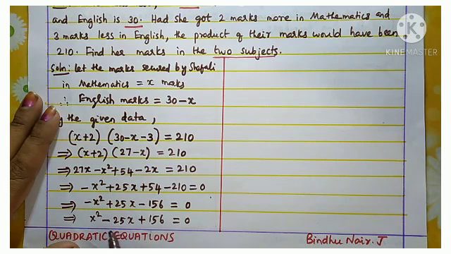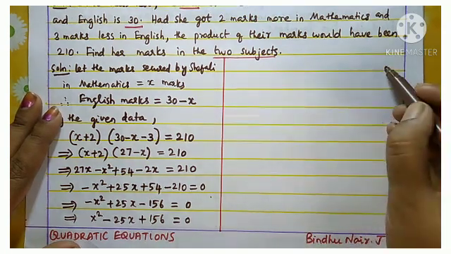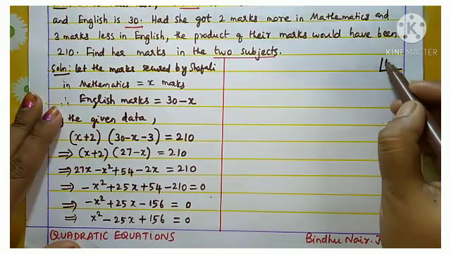Now this is the constant term, that is the product of two numbers, and the sum of the two numbers is minus 25. When you are getting some bigger number, we don't know which two numbers they are, and sometimes we feel difficulty. At that time you can apply the prime factorization method to find the numbers.